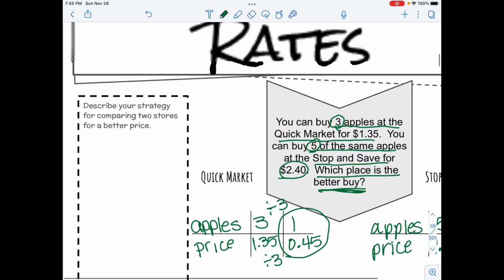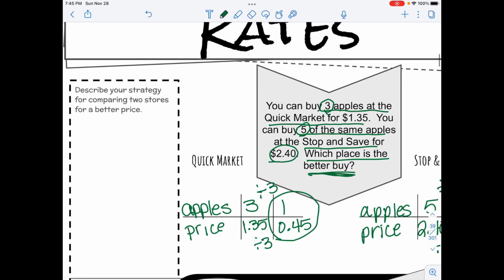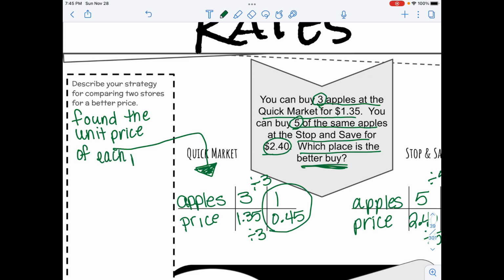Okay, moving on. Describe your strategy for comparing 2 stores for a better price. So what strategy did I use here? How am I going to know which one is the better buy? Good job. Well, I found the unit price of each product and compared them.